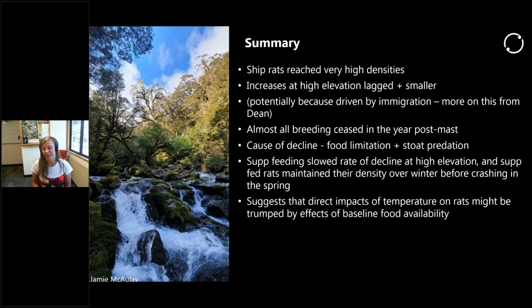When we fed our rats at high elevation after the beech seed had run out, we managed to slow their rate of decline and we maintained a reasonable density of rats over the winter, but they still crashed in the spring. And what this all suggests is that the direct impacts of temperature on rats might be trumped by effects of baseline food availability. So basically, this seems to suggest that if you give rats enough food, they can cope with these really inclement, nasty winter temperatures. But of course, baseline food availability is also related to temperature itself.